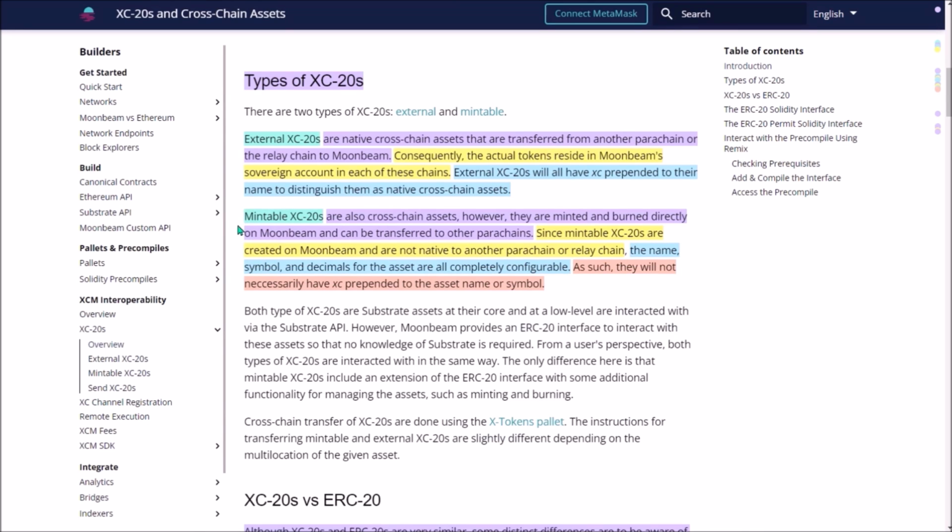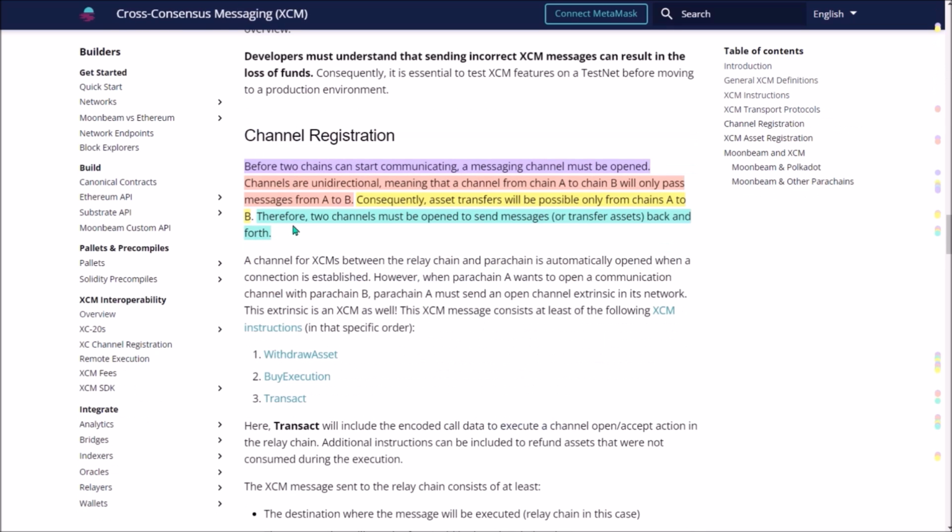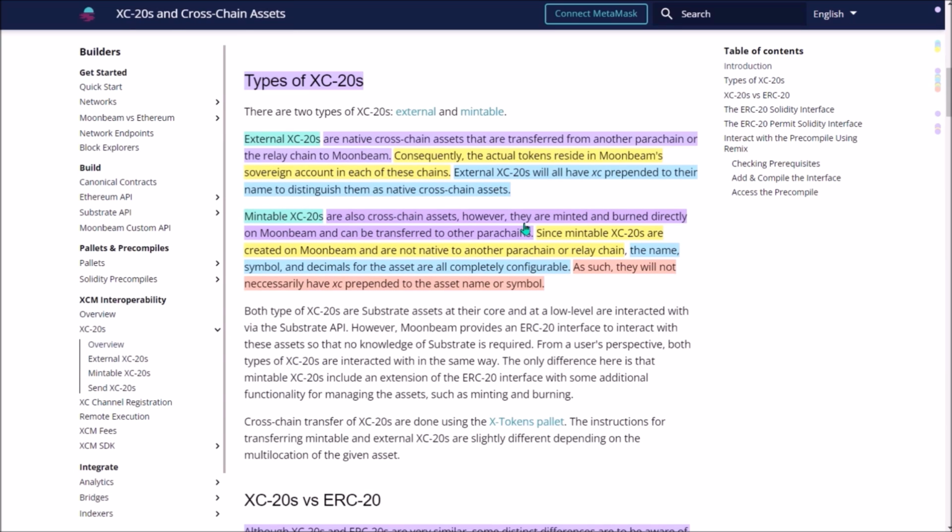The second type of XC20 token on Moonbeam is mintable. These mintable XC20s are also cross-chain assets, meaning they can be transferred from Moonbeam to other parachains which have two XCM channels open with Moonbeam. So not just one, but two XCM channels between parachains must be open so that the assets can be transferred back and forth in both directions. Unlike external XC20 tokens, mintable XC20s are minted and burned directly on Moonbeam, so this is also the case for Poop. So Poop is a mintable XC20, meaning so far it's not native to any other parachain, but wait for it.